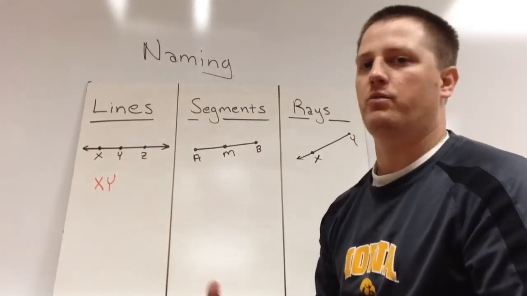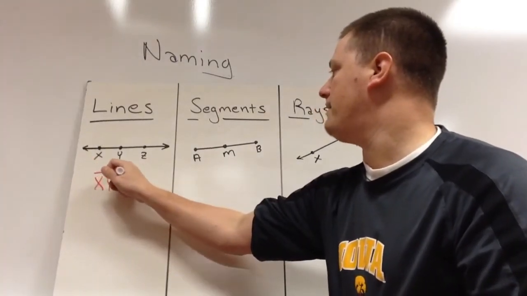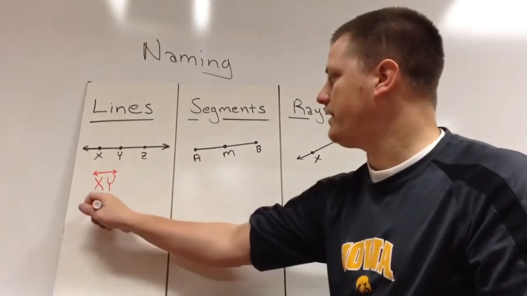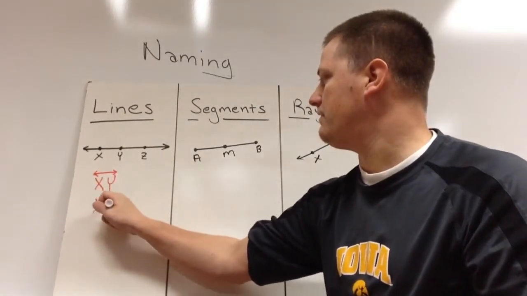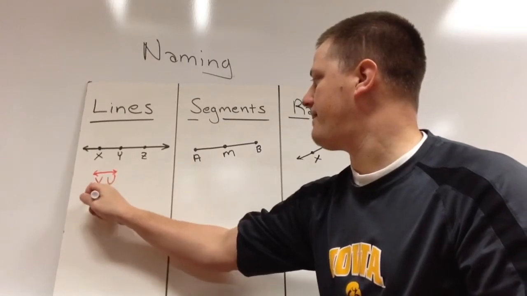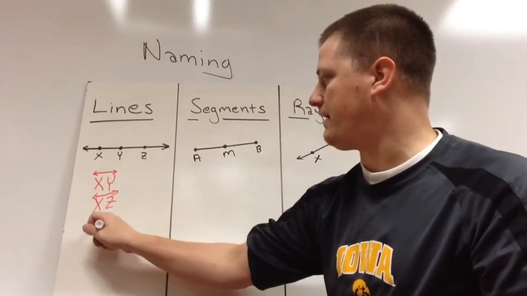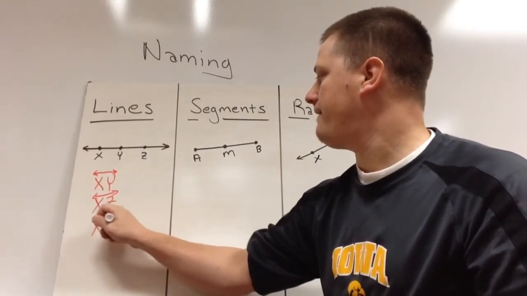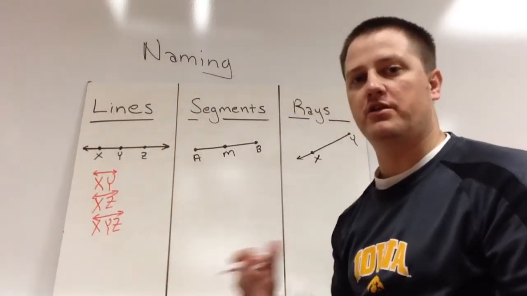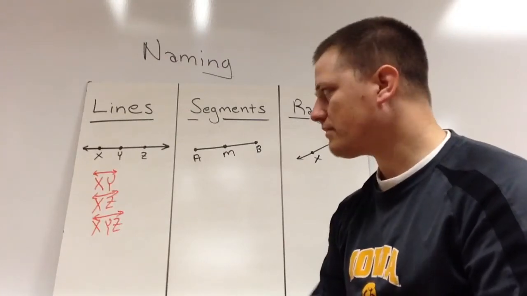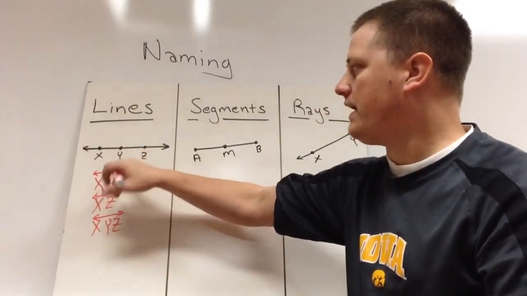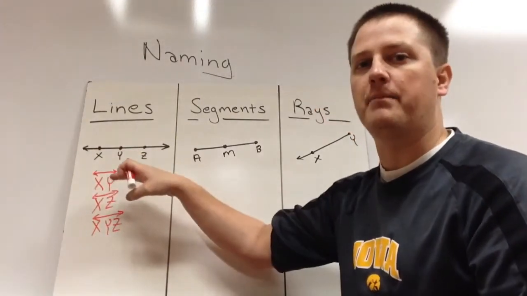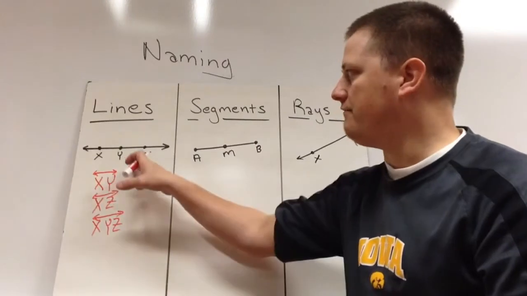But instead of writing out the word line, we draw a line above it and we put arrows because lines go on forever. We could also call this XZ. We could also call it XYZ. Now when you name something with points, make sure they're always in an order. So XYZ, you can't say XZY. Okay? So what I'd like you to do is try and come up with a few other methods of naming this line.